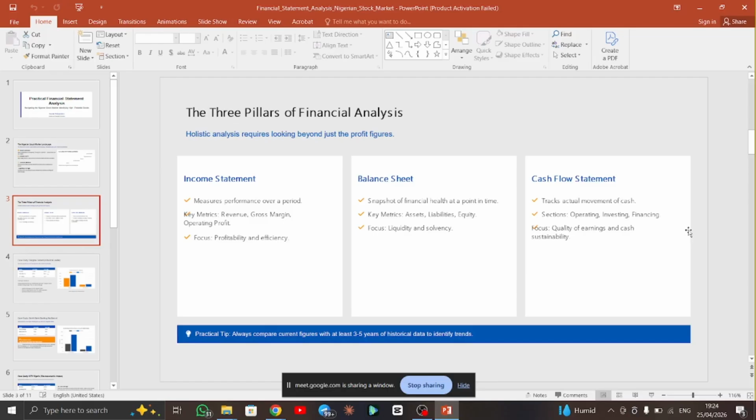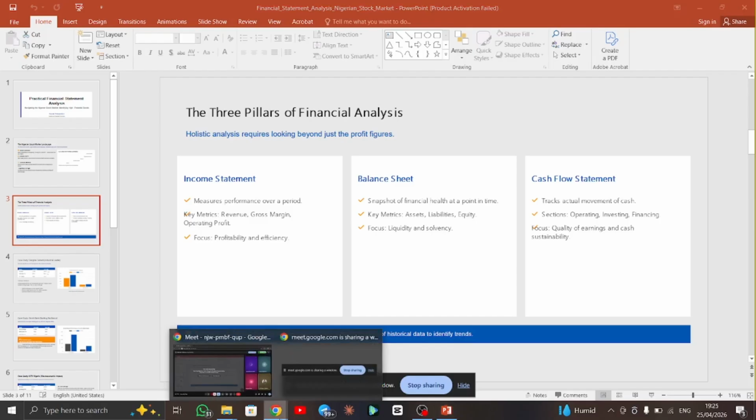Now, when we talk about the income statement, it shows you the numbers of the company. It measures their performance over a period of time. Most times, in some audited financial statements of some companies, you will see a comparison between their current year and the previous year. Let's say 2024 and 2025, or 2025 and 2026, right?